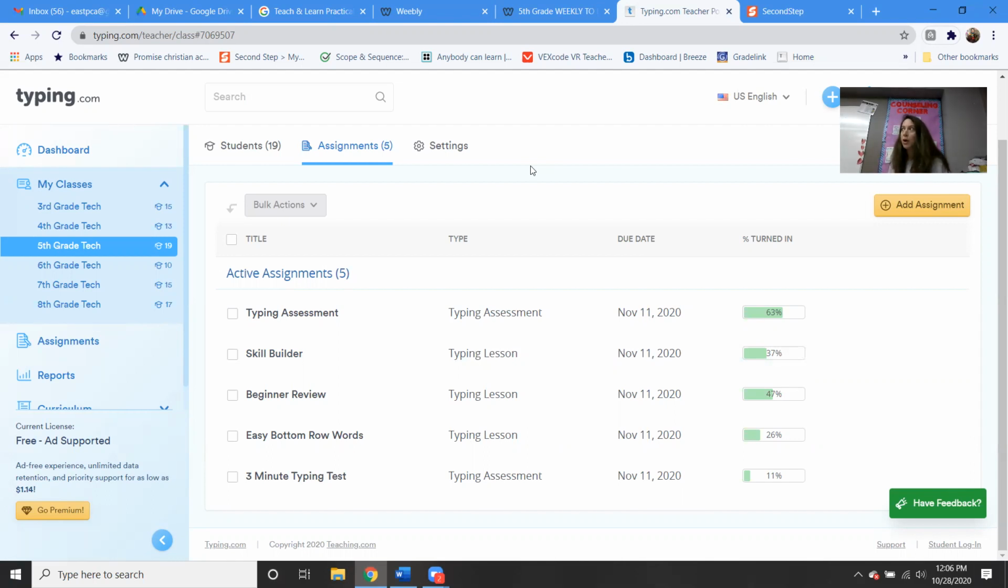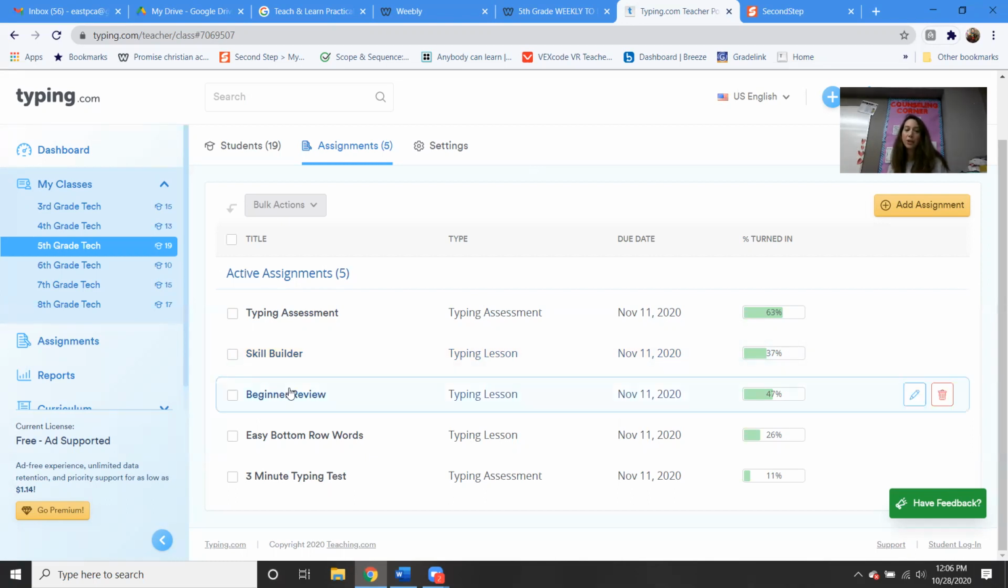I'll quickly go over what the lessons have been so far. You had the typing assessment, which was kind of like a little typing test as our first lesson. Please complete that. The skill builder is probably the longest out of all the assignments, because it has 12 mini lessons inside of it. It would have been a good idea to split that one up into a couple of different typing sessions.